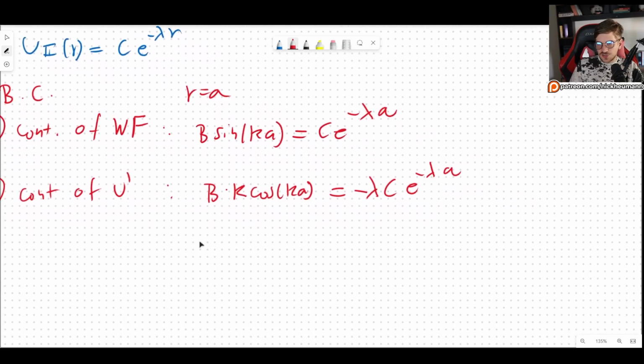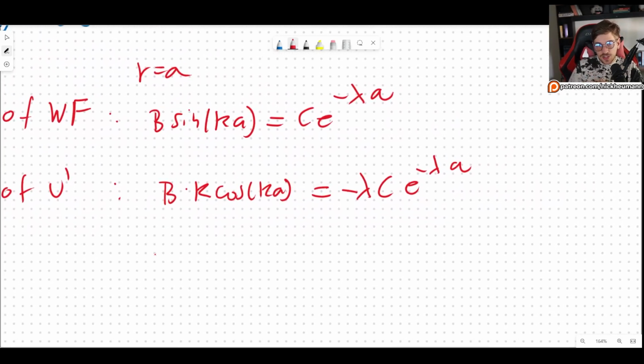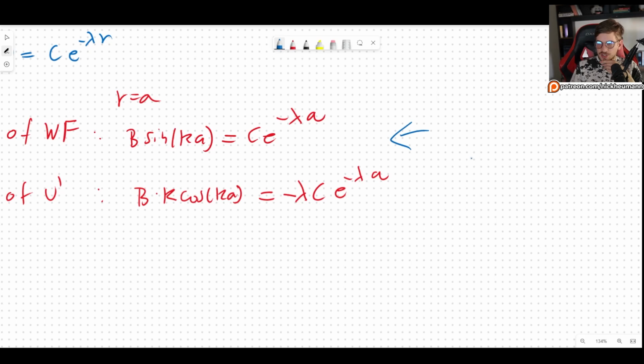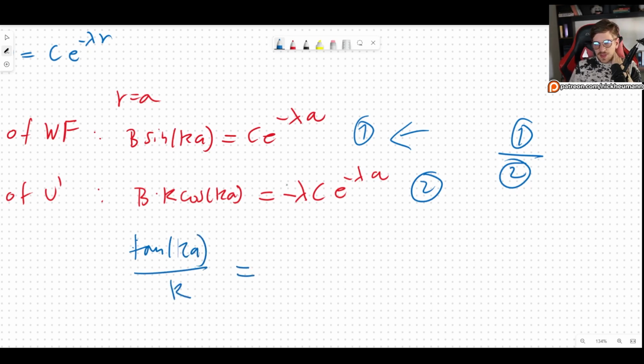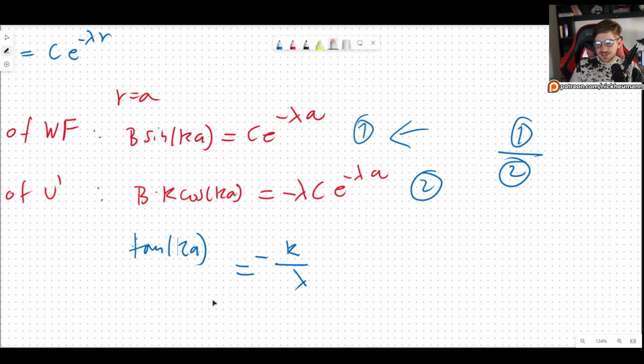Okay, so now we must find some way to solve this, right? To get some sort of transcendental equation, like we always get in these sort of situations, so that we can graph it. So, well, the easiest way to get rid of as many complicated factors as possible is to take this equation, and let's say this is equation 1, and this is equation 2, so we take 1 and divide it by 2, right? So we get sine divided by k cosine, which is simply the tangent of ka over k, and then we have c e to the minus lambda a divided by this thing, so the c's go away, all we have is 1 over minus lambda. Okay, and we can rewrite this as minus k over lambda. So this is kind of our transcendental equation.